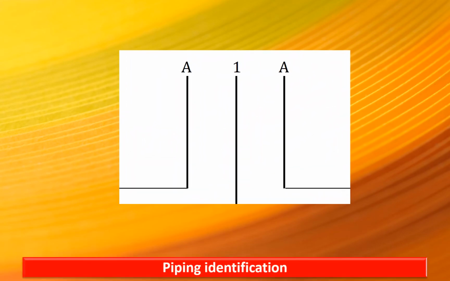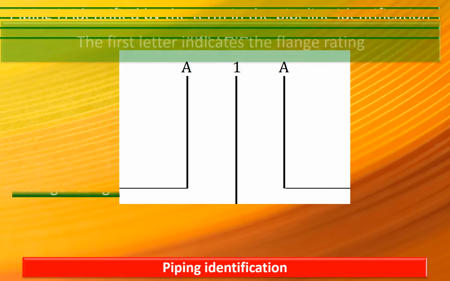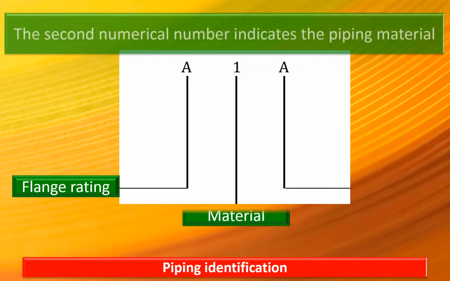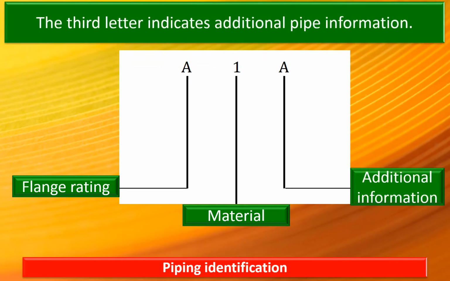Piping identification. Piping is identified by the term in the pipeline identification label, A1A. The first letter indicates the flange rating. The second numerical number indicates piping material. The third letter indicates additional pipe information.